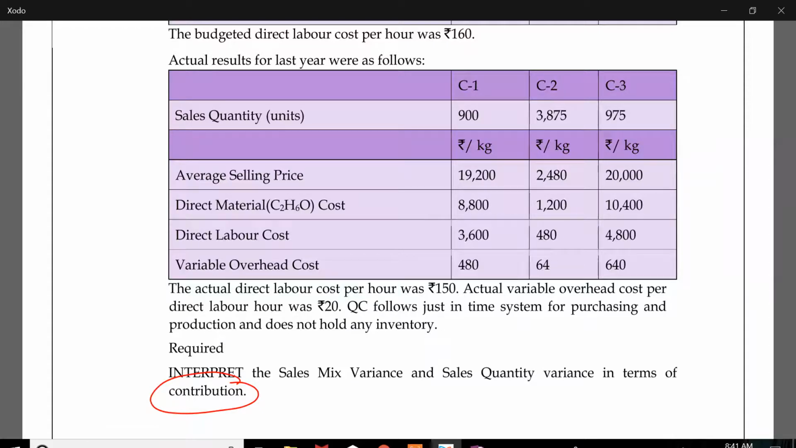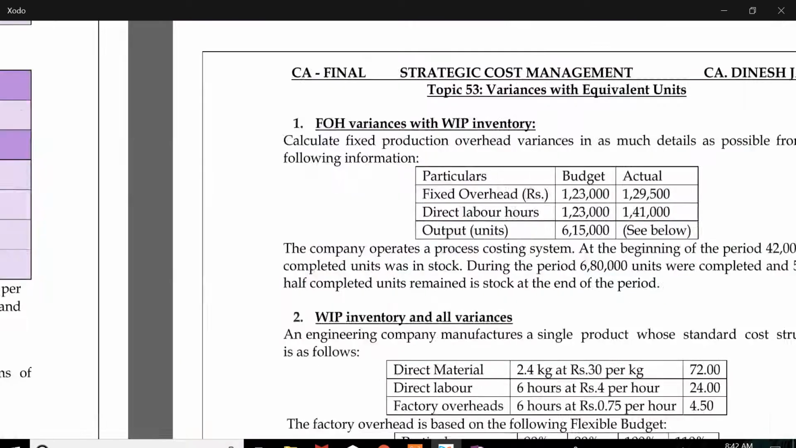Try doing this. First, variance computation is the basis. After getting the variance computation, for interpretation, you have to try to find different possible reasons for it. So that is something which you can refer to in the institute material. First, calculate the variances and then refer to the solution. I'll move to the next part.